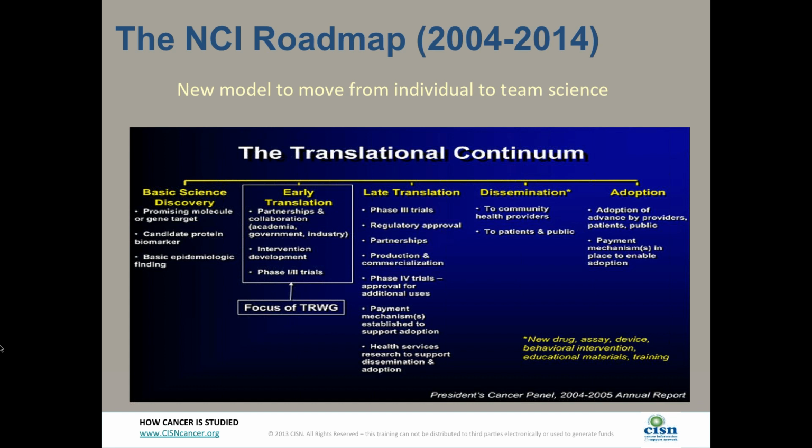And the NCI goes, no, this isn't going to work anymore. We're not getting better outcomes for people. So they brought basic researchers and formed teams of people who wanted to move those ideas. So there was early translation, new partnerships were formed, there were phase 1 and 2 trials to test ideas quickly.